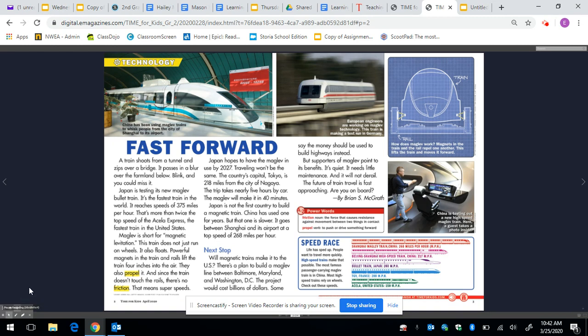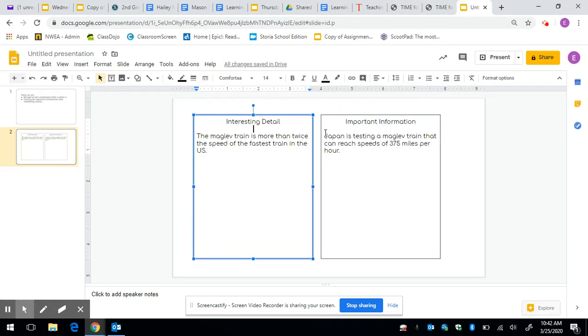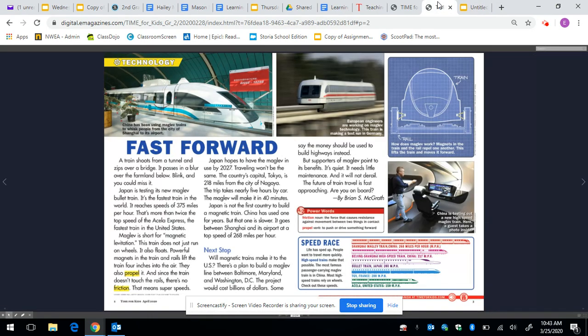So I'm going to go over to my chart here, and I'm going to say the maglev train is powered by magnets. Okay, and then I can come back.